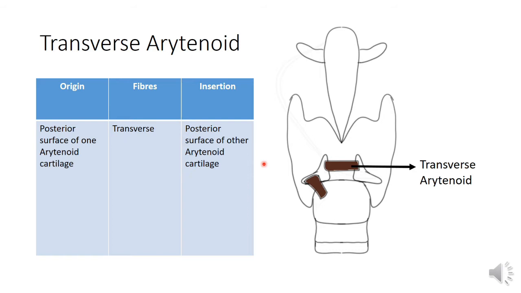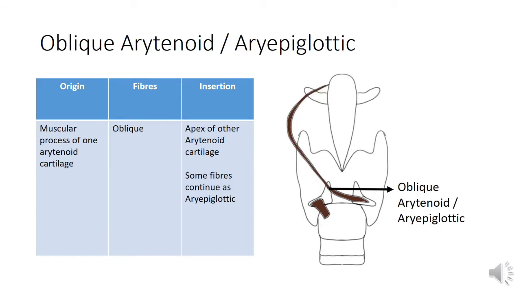Coming to transverse arytenoid, the transverse arytenoid runs from the posterior surface of one arytenoid cartilage to the posterior surface of the other arytenoid cartilage. The fibers are transverse. Coming to oblique arytenoid, the oblique arytenoid runs from the muscular process of one arytenoid cartilage to the apex of the other arytenoid cartilage.